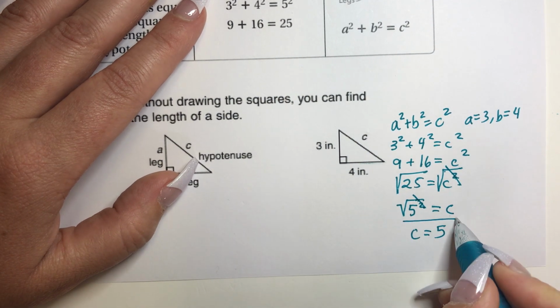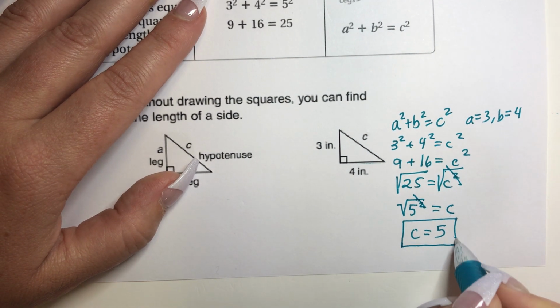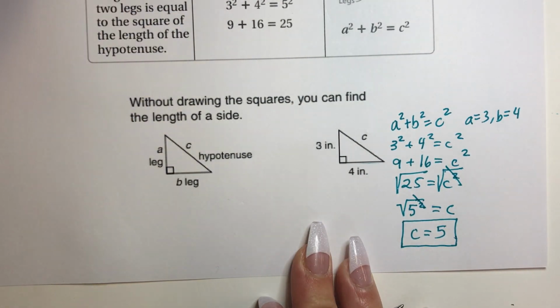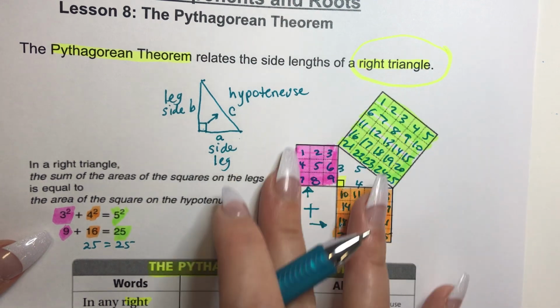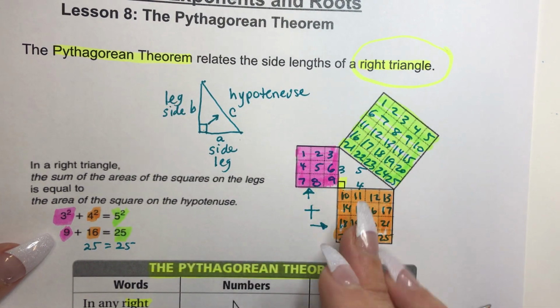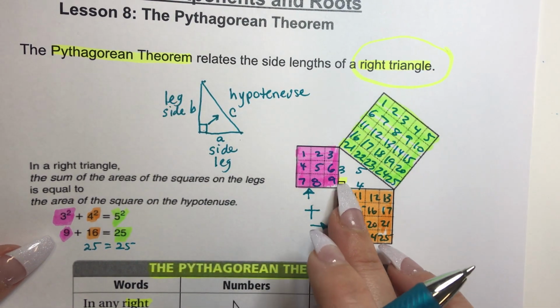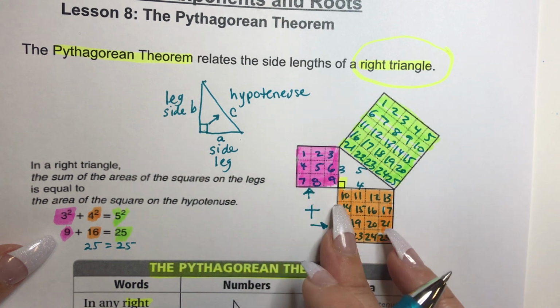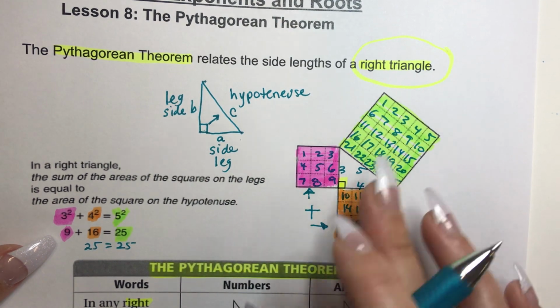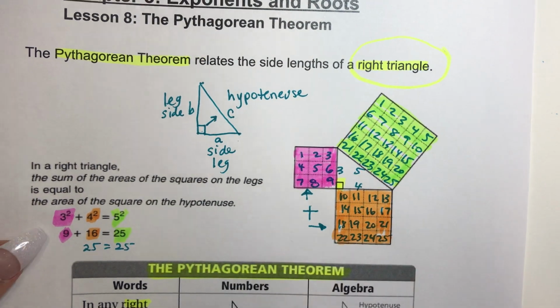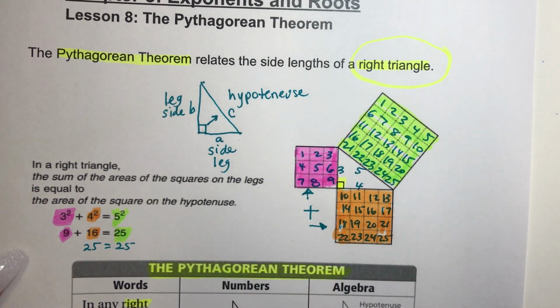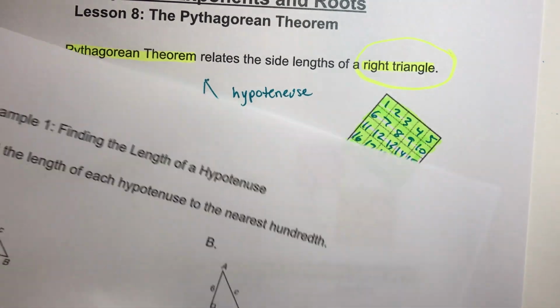So there, that's how we do it algebraically, and that's the way that we're going to be using it to solve these problems. However, I wanted you to understand that this is derived from this, for a right triangle, from the sum of the squares, and these two squares added together equal the area of the square for the hypotenuse. Okay, perfect. Now let's look at some other examples here.